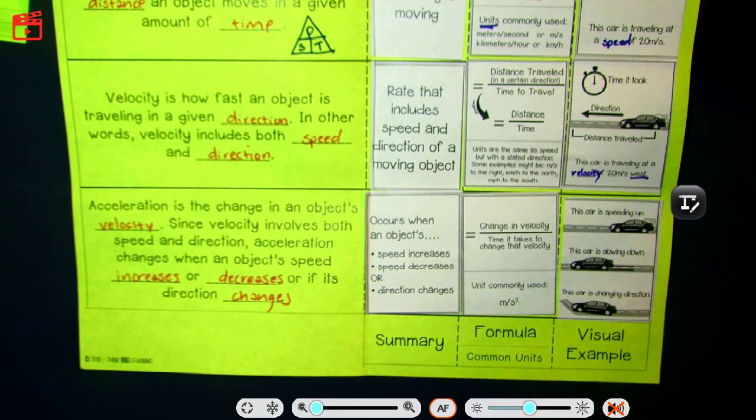And the car is changing direction, so maybe it was heading north and then it started going northwest. That's also acceleration. So acceleration does not just mean speed up. It means speed up, slow down, change direction, start, stop. All of those things are acceleration.